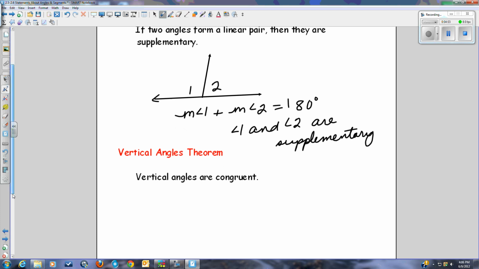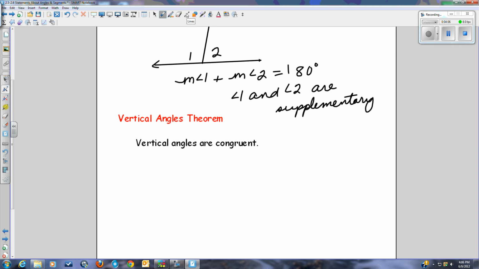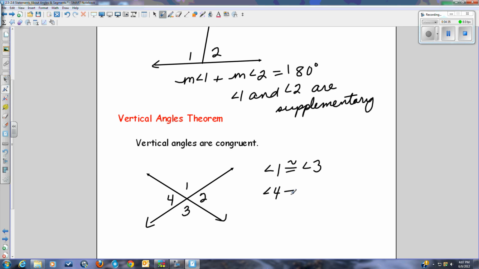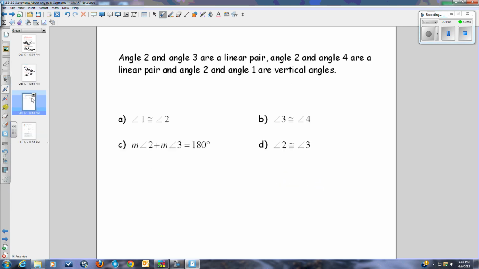Now next is a concept that we have talked about before. This is the vertical angles theorem, which basically says vertical angles are congruent. So let's say we have these angles, 1, 3, 2, and 4. Angle 1 and angle 3 are vertical angles, so angle 1 must be congruent to angle 3. Angle 2 and angle 4 are vertical angles, so angle 4 must be congruent to angle 2. Moving on.